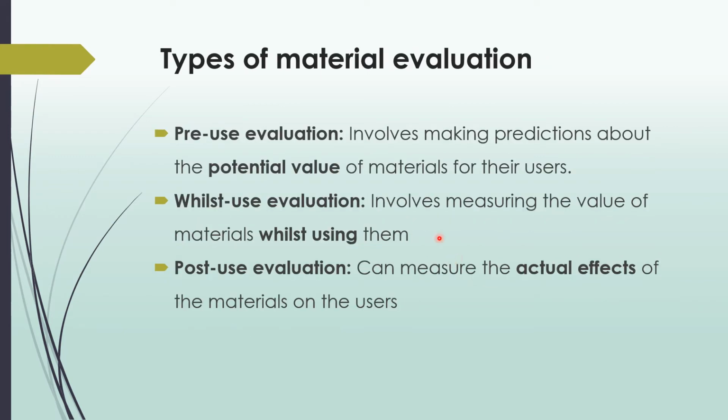So what are the types of material evaluation? How many types are there? We are focusing on the three major types of evaluation. Number one is pre-use evaluation, then whilst-use evaluation, and post-use evaluation. Pre-use evaluation involves making predictions about the potential value. So before you introduce it, that is the time when you are referring to that. We are talking about the potential value, as you do not know how far it might be valuable for your learners.